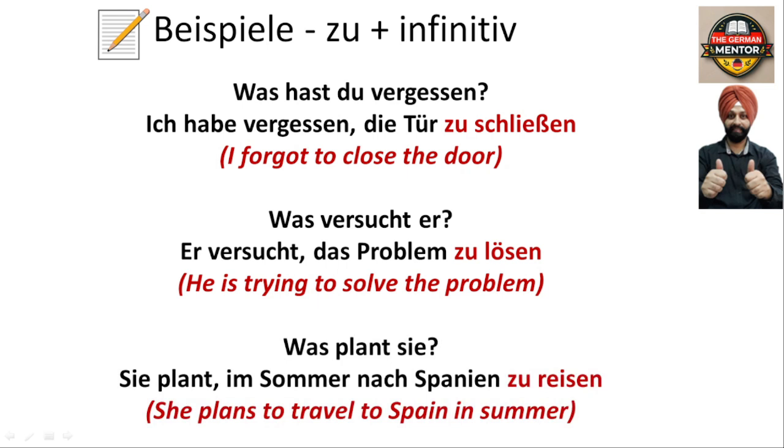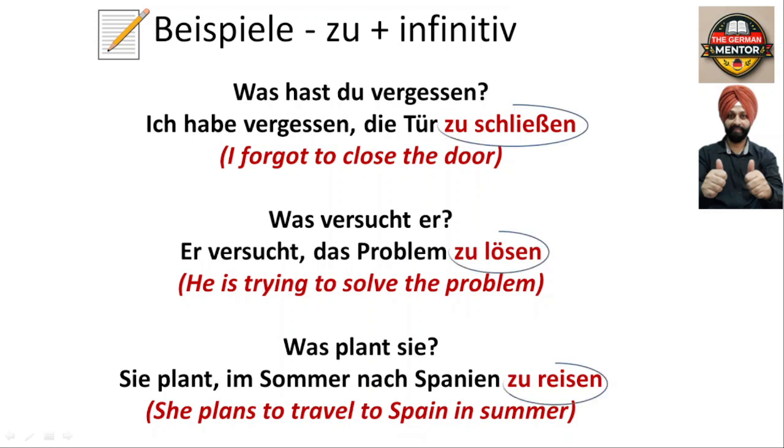Was plant sie? Sie plant, im Sommer nach Spanien zu reisen. She plans to travel to Spain in summer. In this example you have seen that sie plant is the main clause, and the rest of the part comes in the subordinate clause with zu plus infinitive at the end of the phrase. Infinitive means, friends, you don't need to conjugate the verb. So after zu, that verb comes in the pure form, the infinitive form.